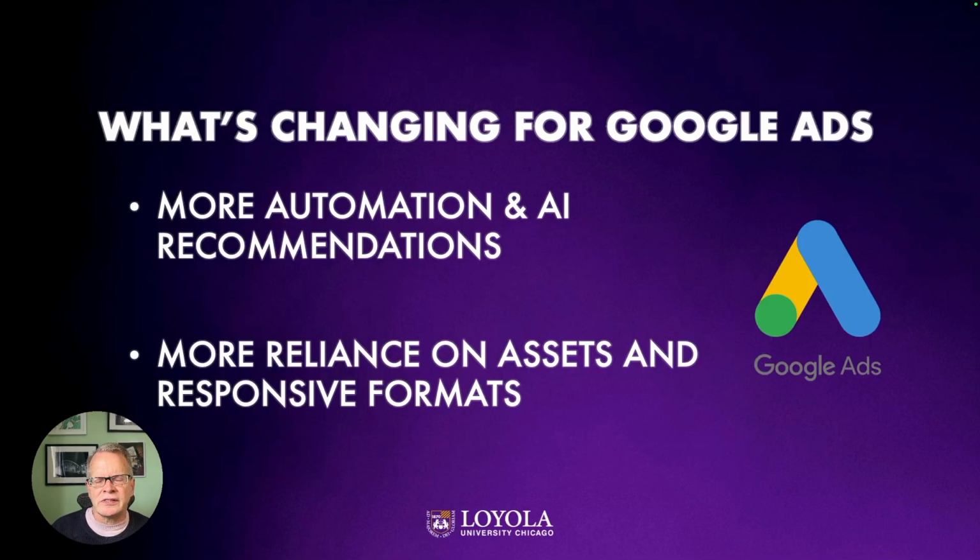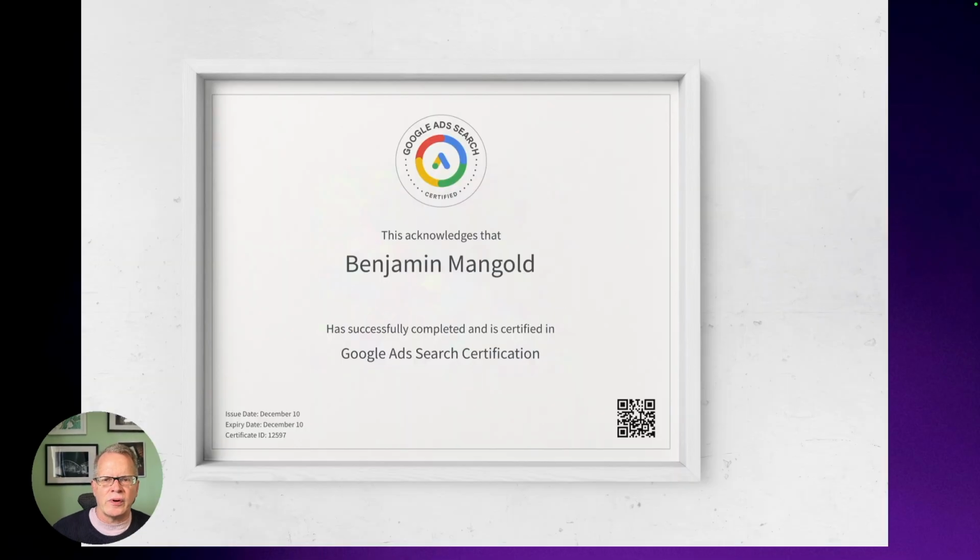There's a lot of changes, and I mentioned just on my website, there's more automation and AI recommendations. There's more reliance on assets and responsive formats. There's a lot happening on Google Ads. Hopefully you'll touch some of that in your lesson, in your certification that you'll be taking. These AI recommendations will make it easier for you to test and retest and be able to see what's the optimum solution that you could get. It just makes it a lot easier than before.